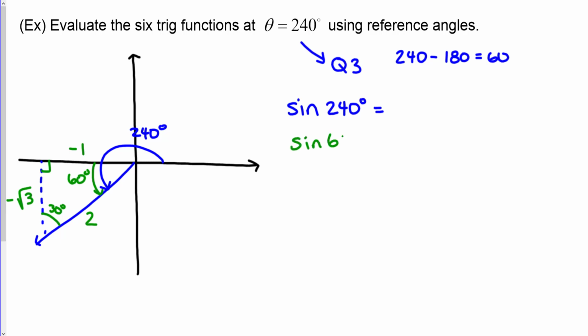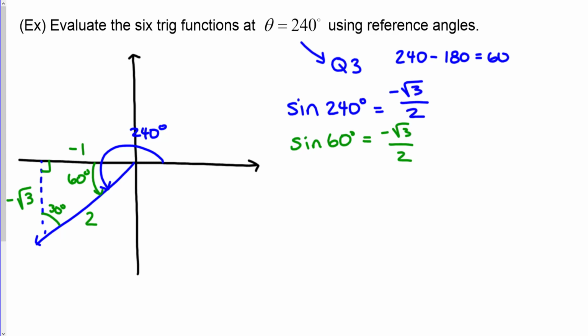sine of 60 degrees. So for my reference angle, sine 60 degrees, it's the opposite side, so negative root 3 over the hypotenuse, so over 2. And because I used positive and negative for my x and y, I actually already have this corrected for the sign as well. So the sine of 240 degrees is negative root 3 over 2.